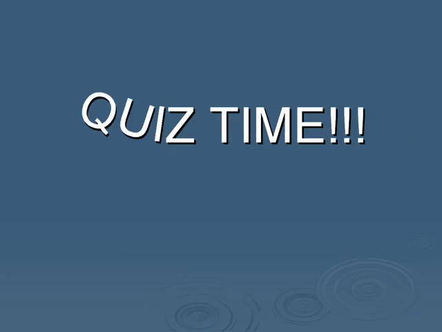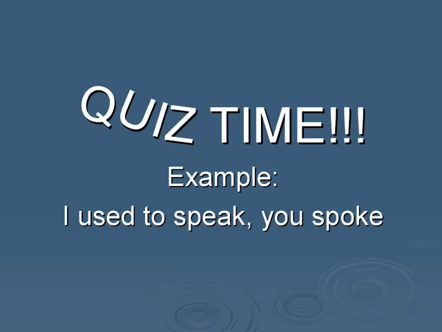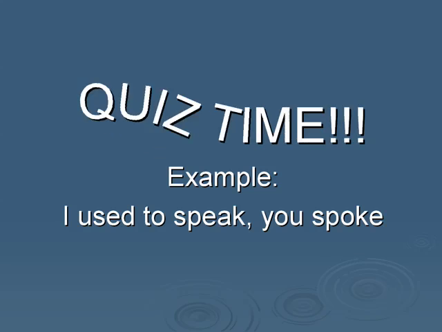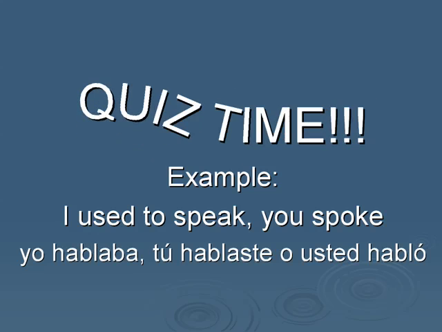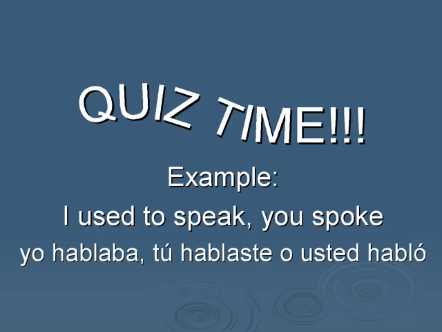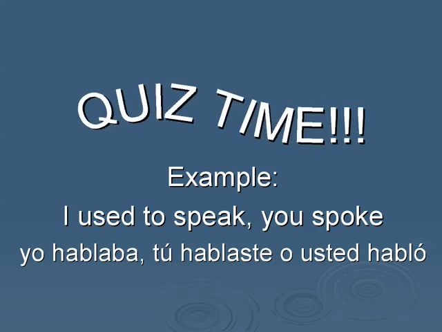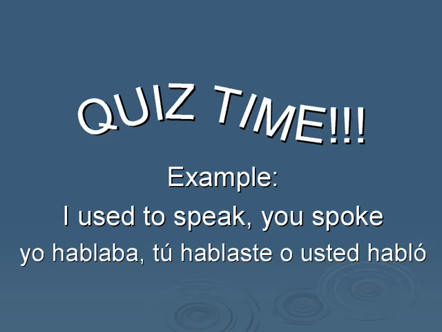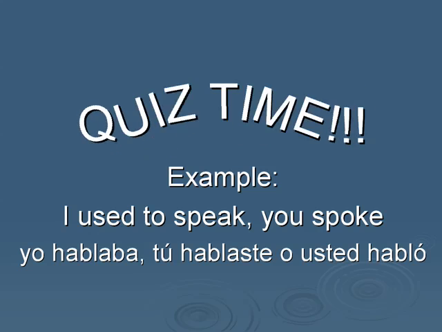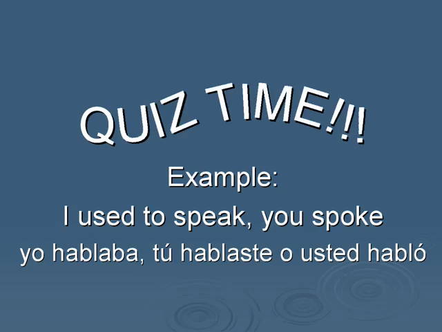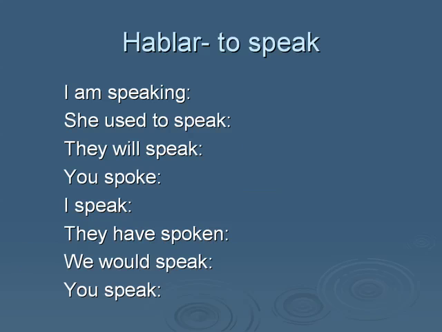So we're going to go over the quiz of 5 verbs that we're going to conjugate. An example would be I would ask: I used to speak, and you spoke. I'll give you some time, and then you will say yo hablaba, tú hablaste, o usted habló. There's going to be 2 answers for all the you questions. I want you to practice the formal and the familiar. Let's get started. Hablar, meaning to speak.